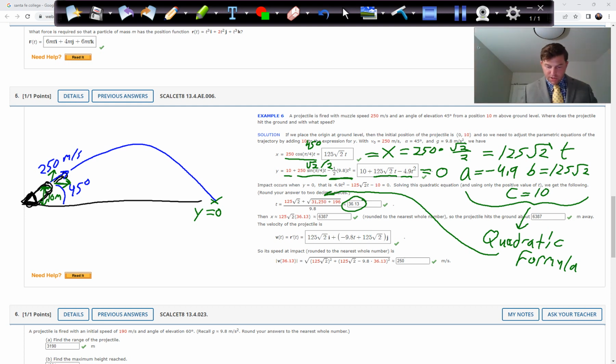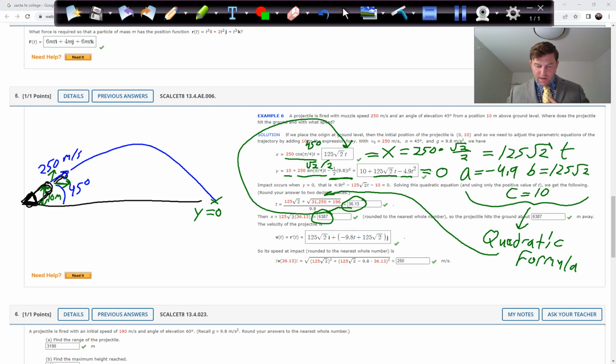Okay, and then they just want you to figure out, well, what's the x distance? So take that time and plug it back into the x equation right there. So you'll take 125 times root 2 times this 36.13 and you'll get 6,300 meters.